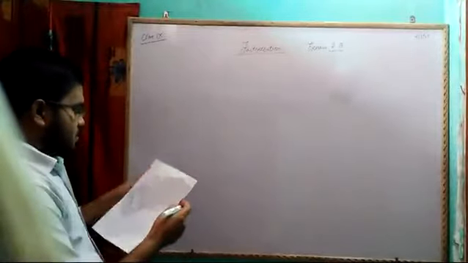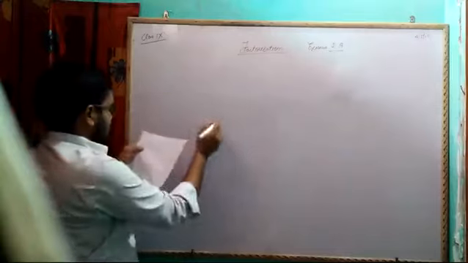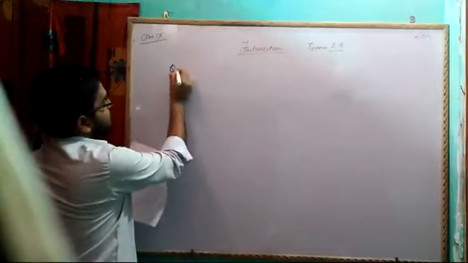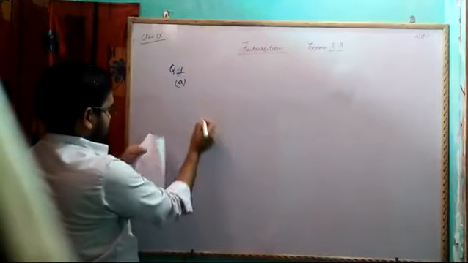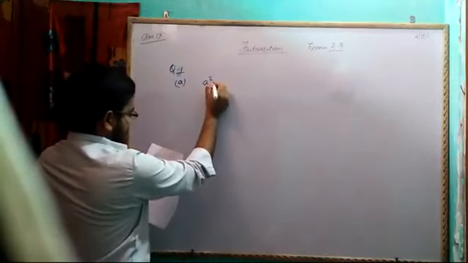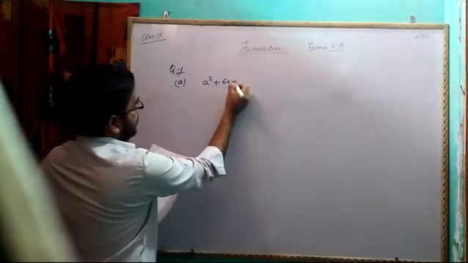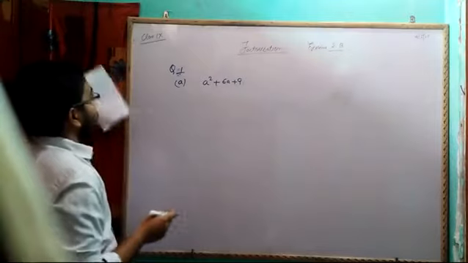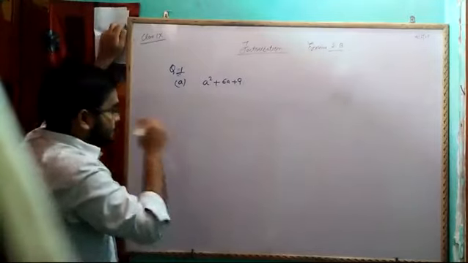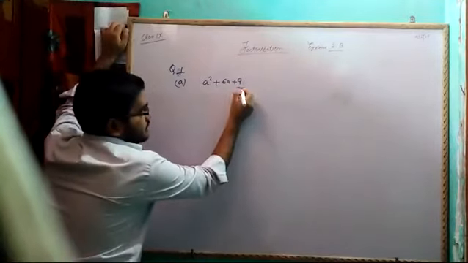Here are some of the sums. With the help of these sums, I will be explaining. Here it is given a square plus 6a plus 9. This is what we have to factorize. Now, if we have to factorize this, we can very well see this.